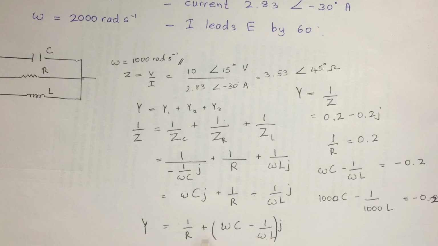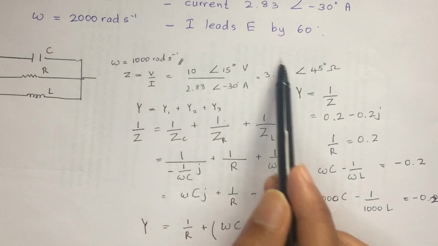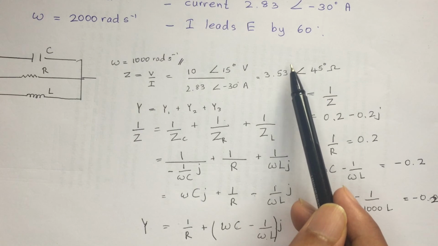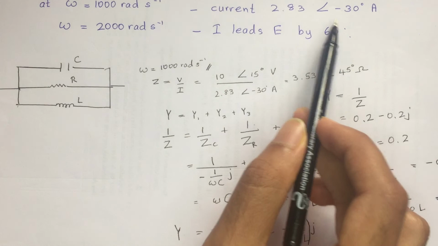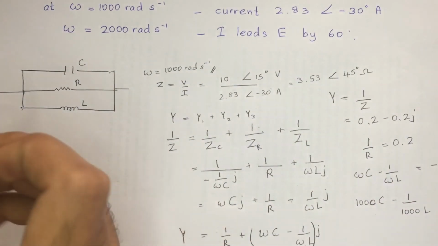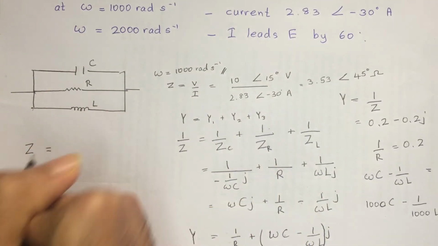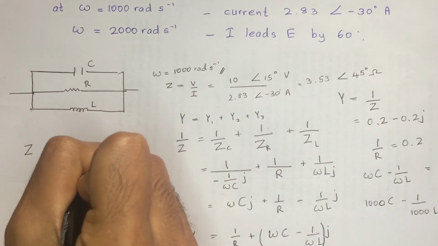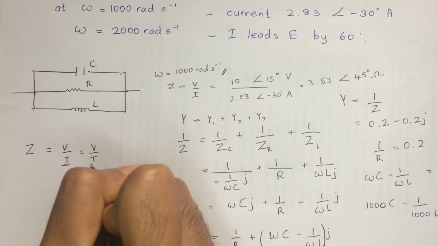Actually, they haven't provided the whole detail, like the RMS value to find the total impedance, but from this we can find the polar angle only. So it's enough to do the calculation. I'm going to find the polar angle of the impedance in the second case, when omega is equal to 2000. So Z would be the same, V over I. They haven't given the magnitude, so I'm going to write it like this, V over I.